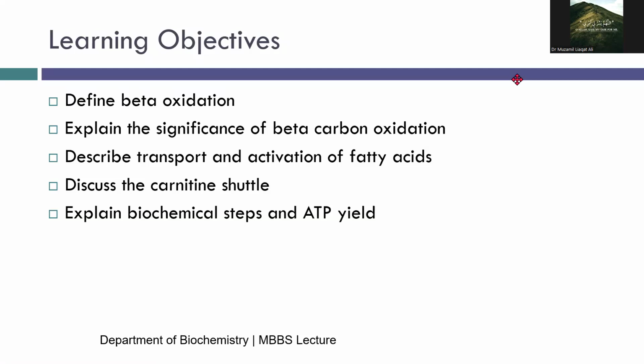By the end of this lecture, you should be able to define beta oxidation and explain why it is called beta oxidation. Describe the transport and activation of the fatty acids. Explain the Carnitine Shuttle in detail. Detail the 4 biochemical steps of the beta oxidation cycle. And finally, calculate the ATP yield from a typical fatty acid, that is palmitate. So these objectives directly link to the high yield topics in the exams, and clinical scenarios involving hypoglycemia and fatty acid oxidation disorders. So let's start with the introduction, right?